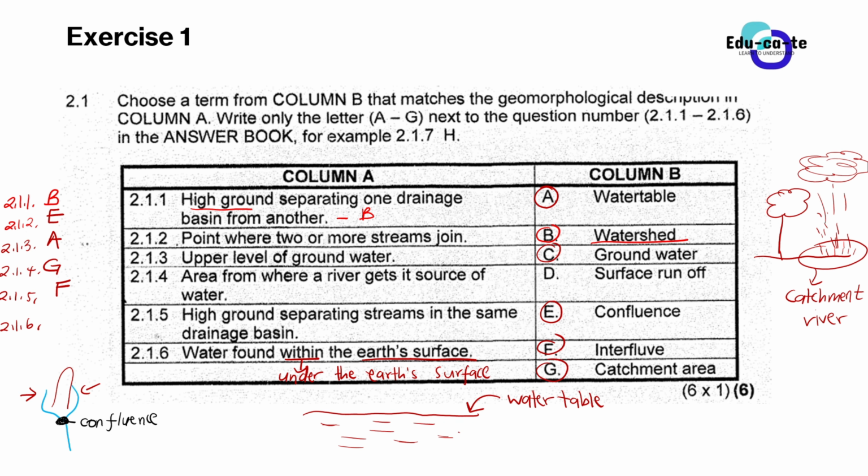We don't just refer to it as water. We say it is now known as what? As groundwater. So basically, groundwater is the water that is found beneath the surface of the earth, or that is found underground, or that is found within the earth's surface. That is known as groundwater, in this case represented by letter C.